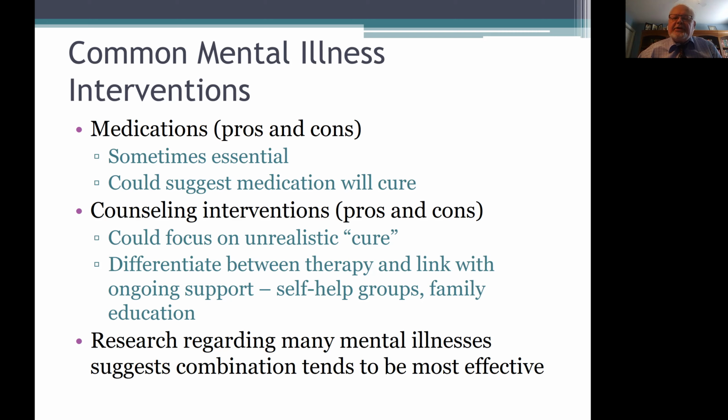It's important to differentiate between the need for therapy and needing to link the client with ongoing support, such as self-help groups and family education, so that family can be more supportive once they understand the symptom patterns that their family member is going through. Research regarding many mental illnesses suggests that a combination of these two types of treatment, medication and counseling, is the most effective.